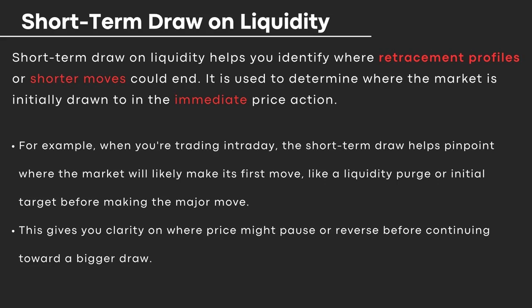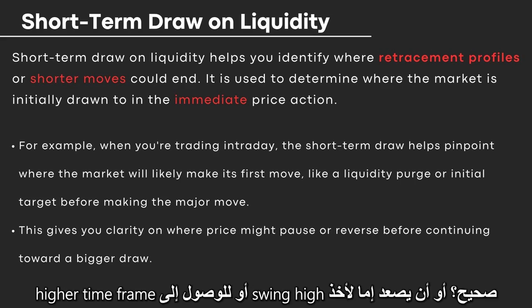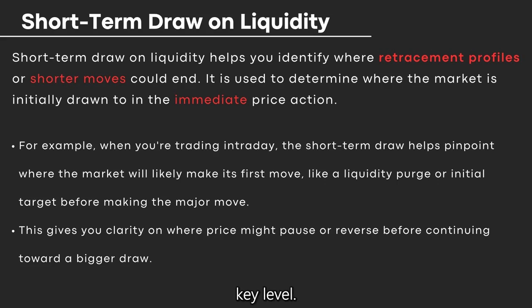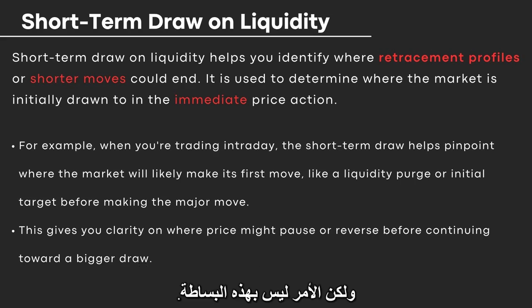Now, that being said, let's say we determine that our draw or our target or goal for price is higher, right? Or to go higher to either take out a swing high or to reach a higher time frame key level, right? Or whatever reason it could be. The premise is that price wants to go higher and we've determined that. Now, your objective in that particular scenario would be to look for longs, right? But it's not that simple.